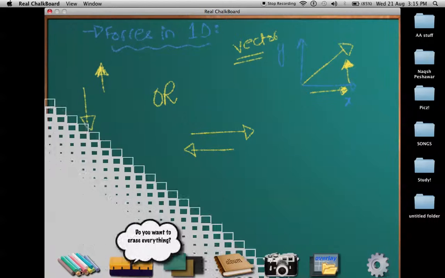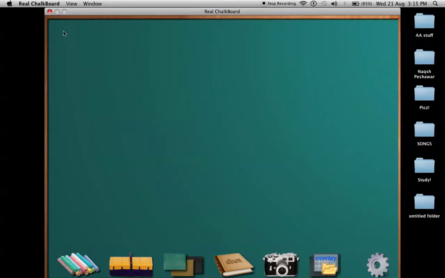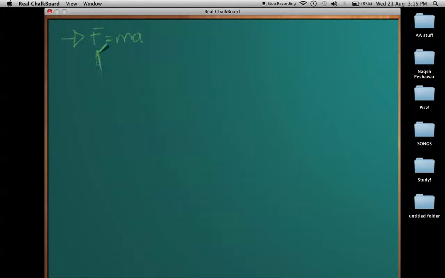Let's take an example. We already know Newton's second law, which says F is equal to ma. Force is equal to mass times acceleration. If you do not remember this, then kindly review the earlier videos and you would get to see that we found out this formula, the second law of motion.